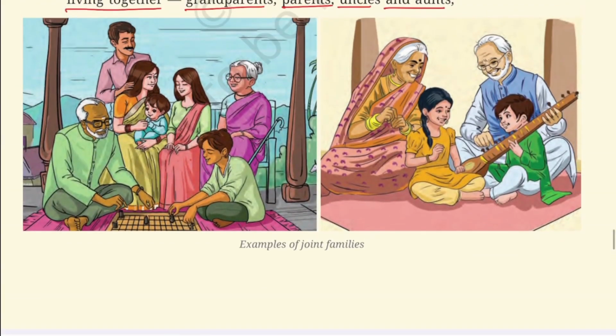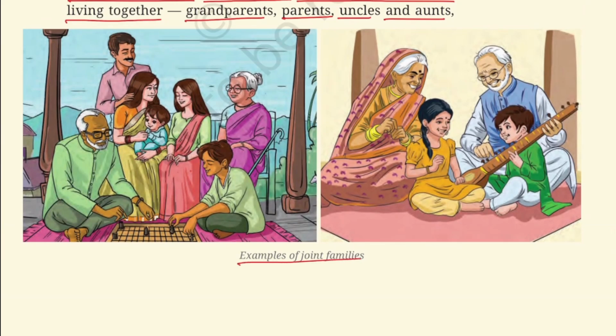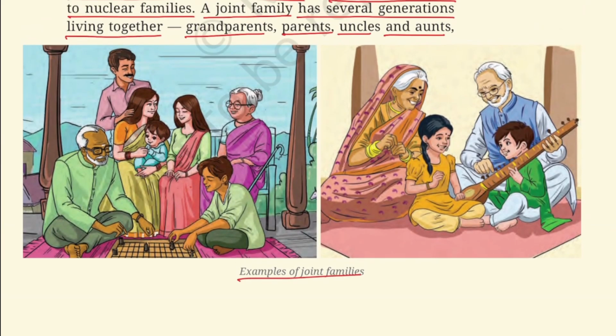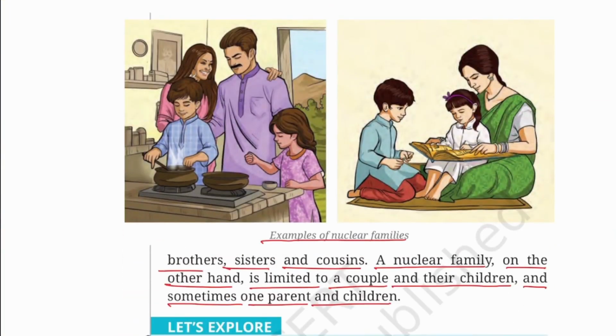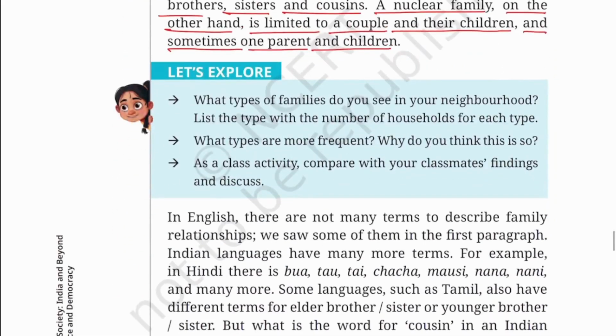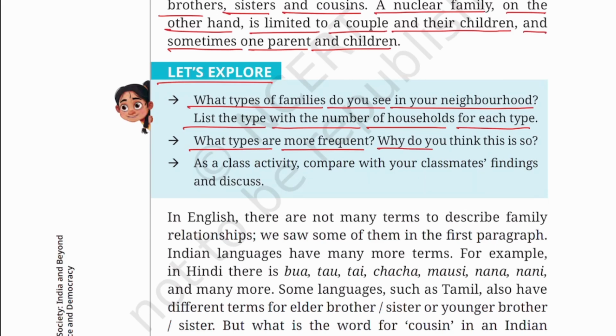Here a picture is given. Examples of joint family. Examples of nuclear families. Let's explore. What types of families do you see in your neighborhood? List the type with the number of households for each type. What types are most frequent? Why do you think this is so? As a class activity, compare with your classmates' findings and discuss.